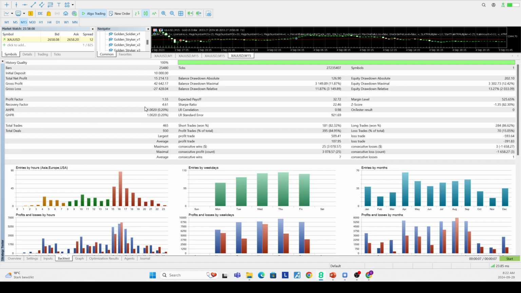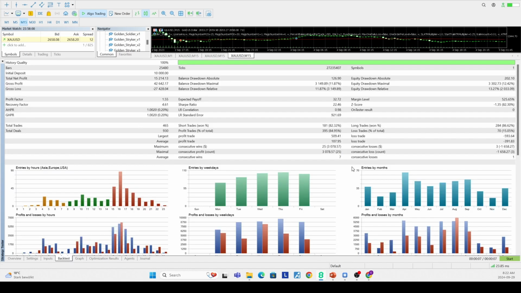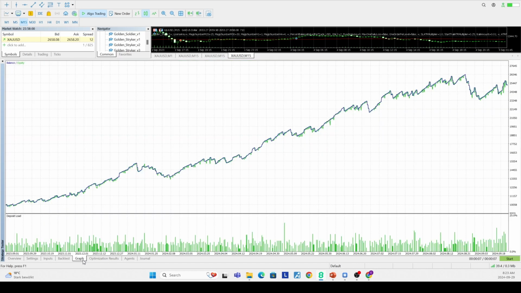Going through the backtest results, you can see here that we have 100% history quality, while using every tick based on real ticks from the 8-cap broker. Our win rate was around 85%, which makes sense given this is a scalping system where the profit trade is going to be quite a bit lower than the loss trade. However, the high win rate definitely does make up for this. At the same time, you can see that we have excellent expected payoffs and expected Sharpe ratios.